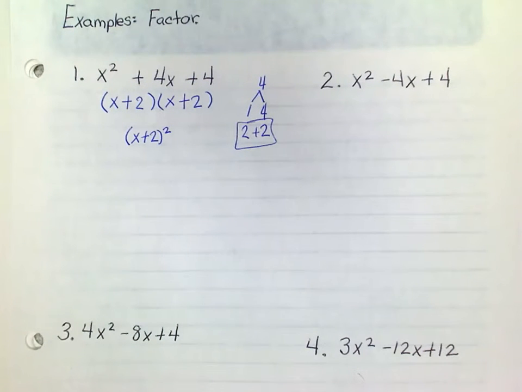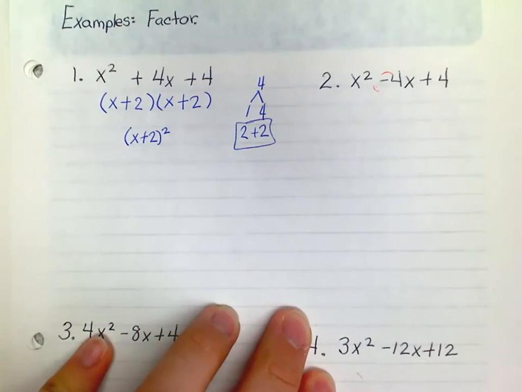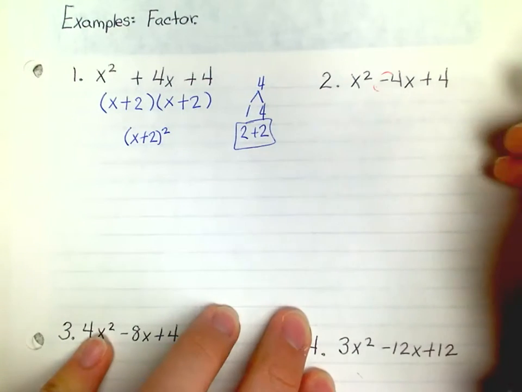Okay, looking at the number 2 example, it looks a lot similar except there's one little change. The sign of b is negative. So let's just go ahead and do what we were doing.